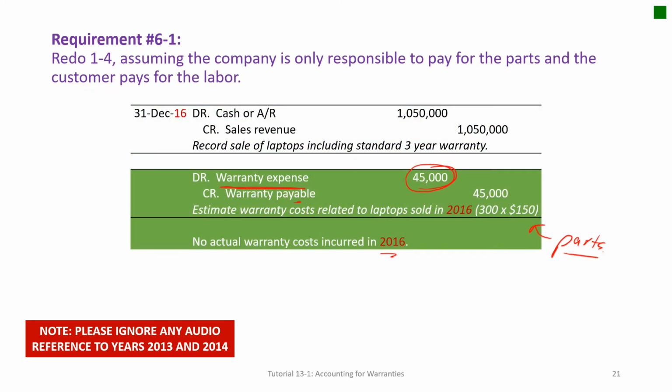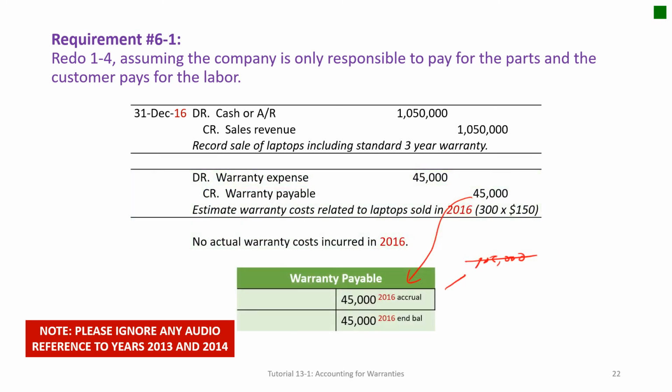We, in this case, continue to accrue the warranty expense, but this time the warranty expense is a little smaller, only because we are including the parts, not the labor, okay? And again, no warranty costs incurred in 2013. So we have a credit to warranty payable, a debit to warranty expense. And we can go back and look what that T account would look like in this case. You recall in the first example it was originally $105,000, but now because we're looking only at parts, we have a $45,000 accrual, and that is the ending balance for 2013.